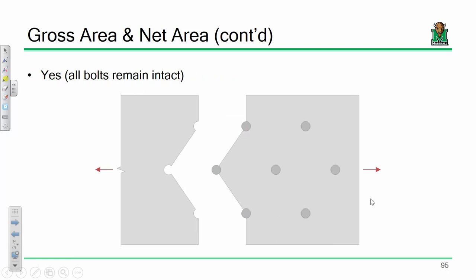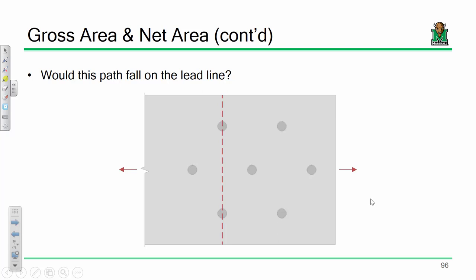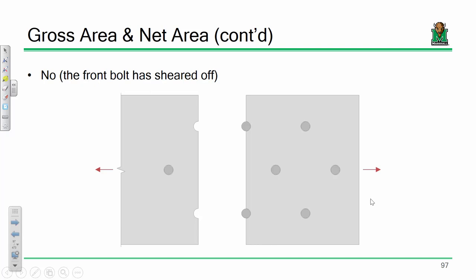What about that one? Is that on the lead line? No, because for the plate to fracture and separate, that front bolt has to shear off. So we only check paths that are on the lead line. Don't worry, we're going to check the bolts later. We're going to explicitly look at threads included and threads excluded and slip connections and bearing connections. Don't worry, we're going to assess that in great detail.